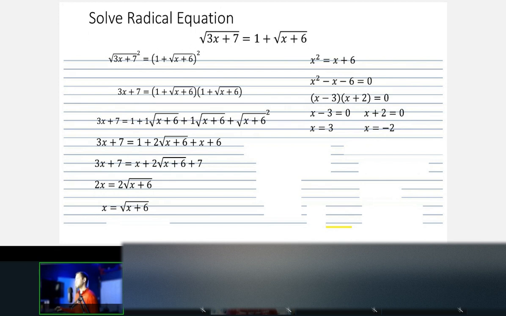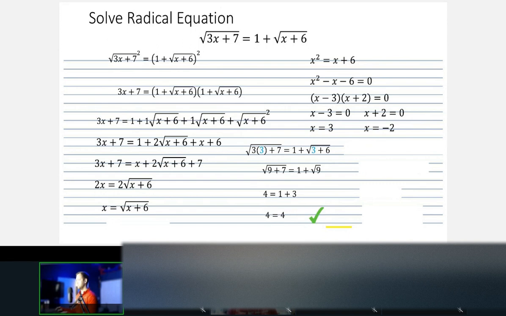Yeah, we need to check the solutions. Guys, always when you have radical equations and you solve, you always need to check your solutions because they may not work. So let's plug in 3 into the original problem and let's see if it works. So, I plug in 3. I do the math, right? I simplify and I get 4 equals 4. So that one works. So that's good, right?